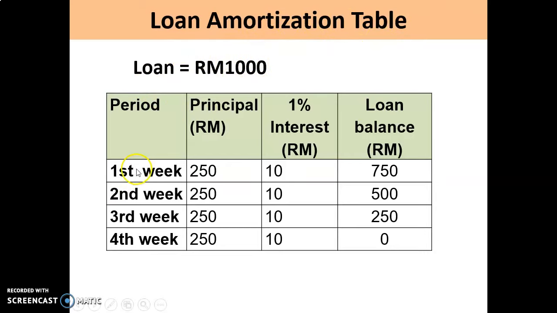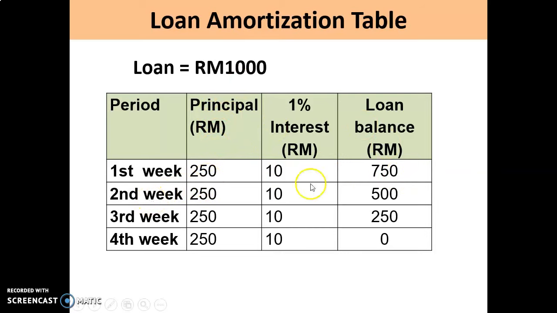So for the first week you need to pay the principal of 250 ringgit with the interest of 1% per week, which is 10 ringgit. So you have to total up the interest, starting from the first week until the fourth week. You will have about 40 ringgit of loan interest that you have to pay. And then the principal: if in the first week you have paid 250, the remaining balance is just 750 after you have deducted 250 from 1000.